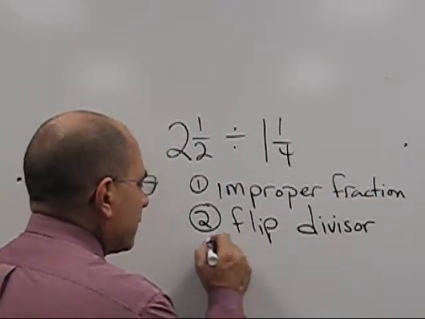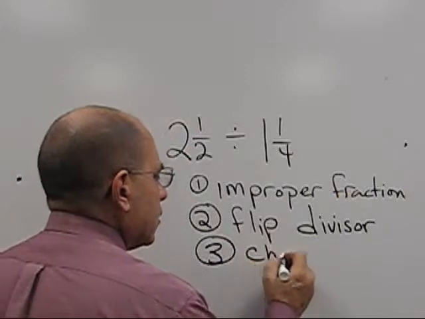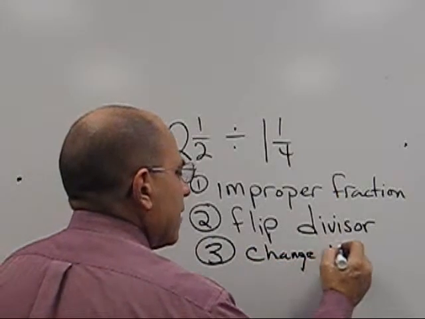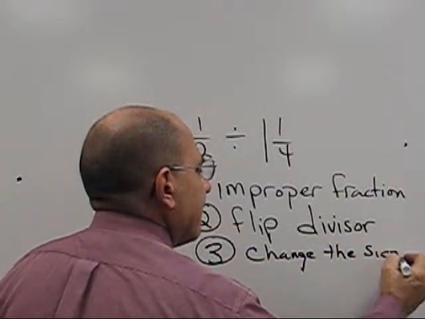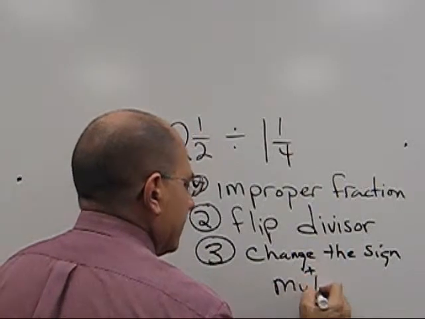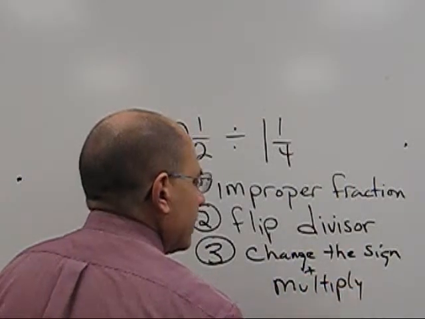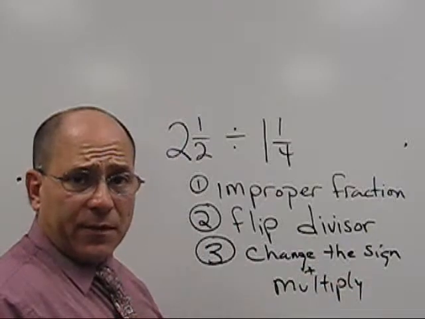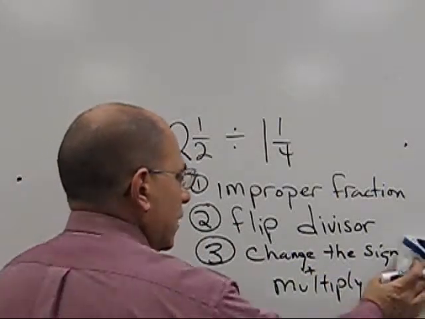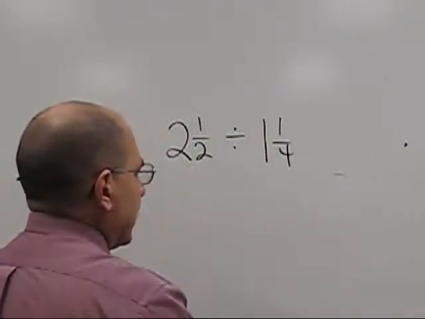The third step is to change the sign and multiply. Right, now that's my steps right there. So let's just do it. Let's let you see what that looks like in action.